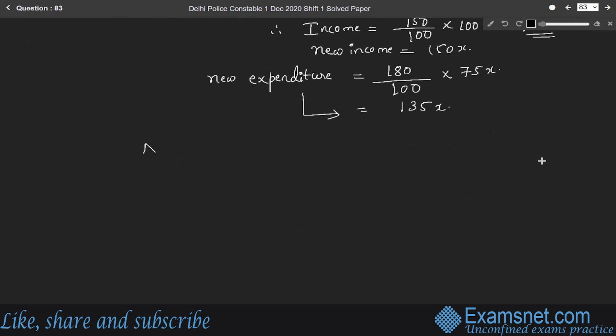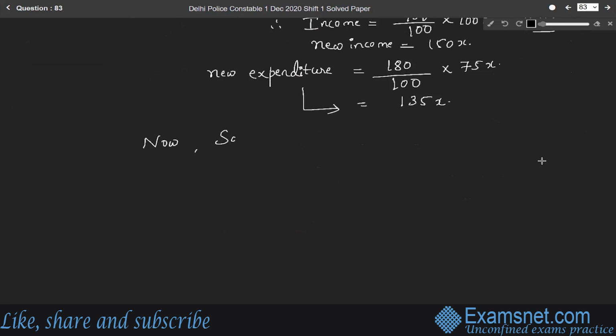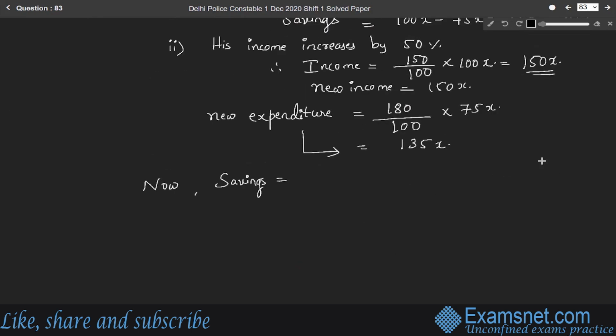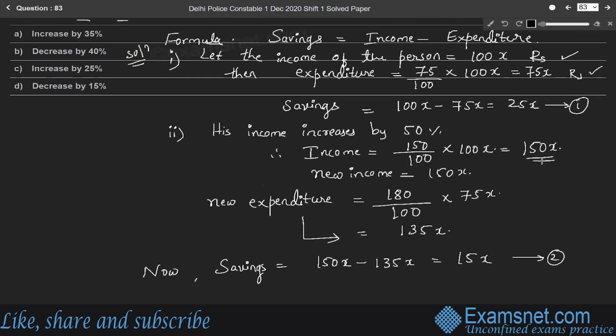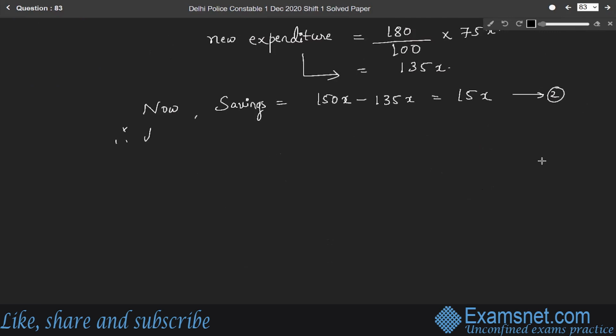So now we know the value of income and expenditure, therefore savings. Income minus expenditure: new income is 150x, new expenditure is 135x, which gives 15x. So new savings is 15x. Earlier savings was 25x, right? So here new savings is less than earlier savings. Therefore, there is a decrease in savings.